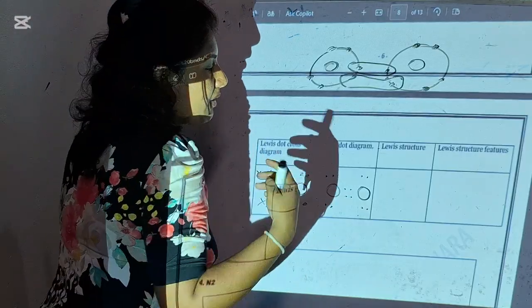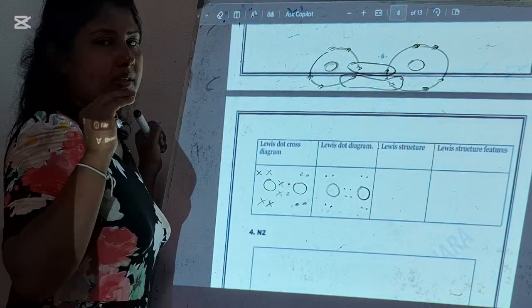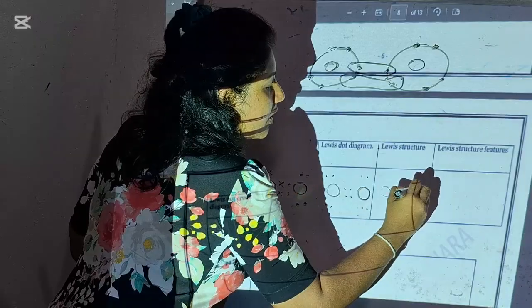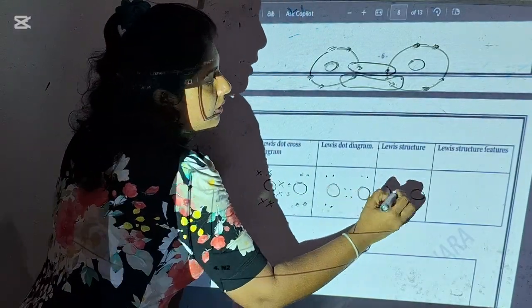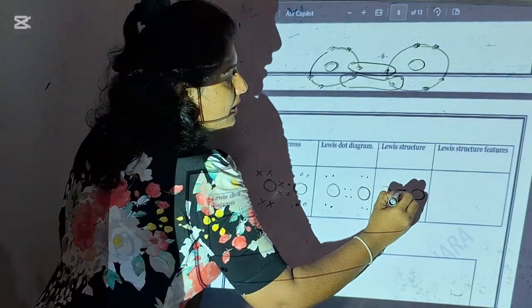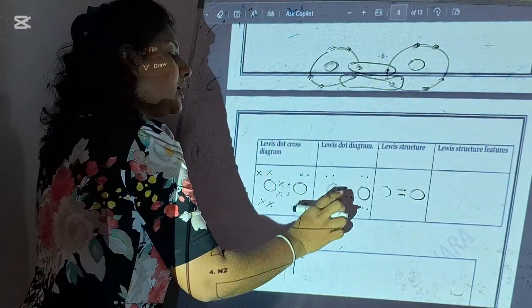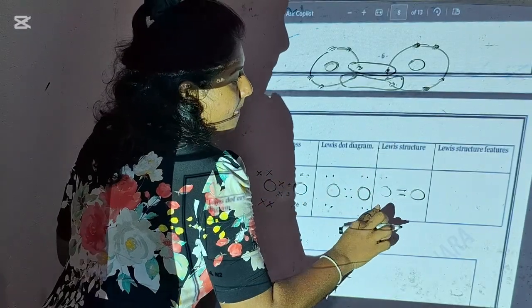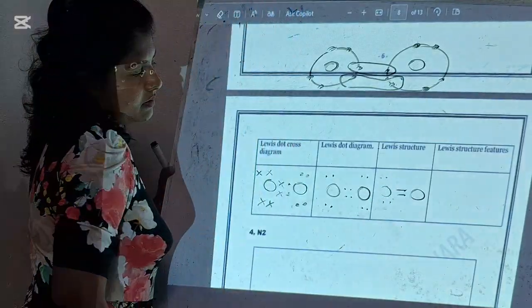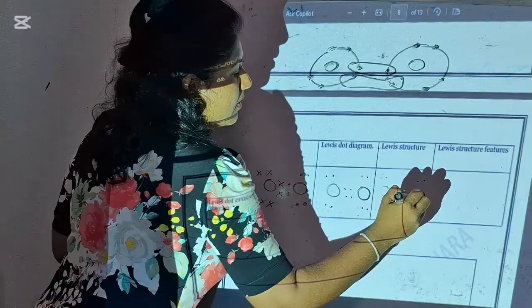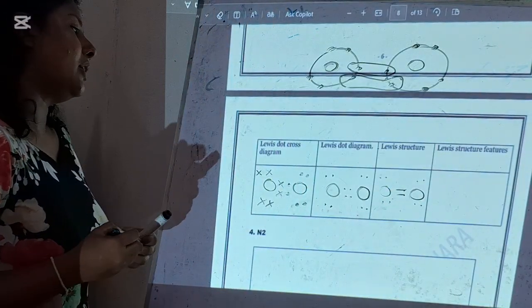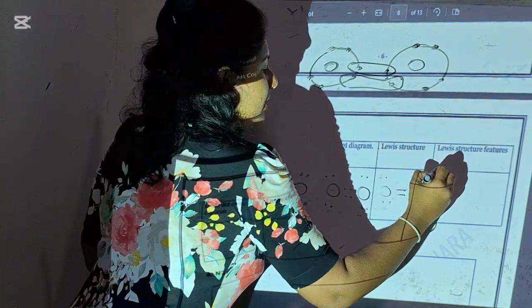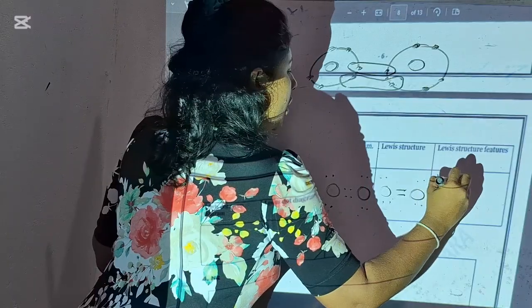So, what I told you for the Lewis structure, take bond electrons as dashes. So, how many dashes in between oxygen? This one, 1 dash. For this one, another dash. Then non-bonded electrons draw like this. Then we need bond pairs and lone pairs. How many lone pairs?